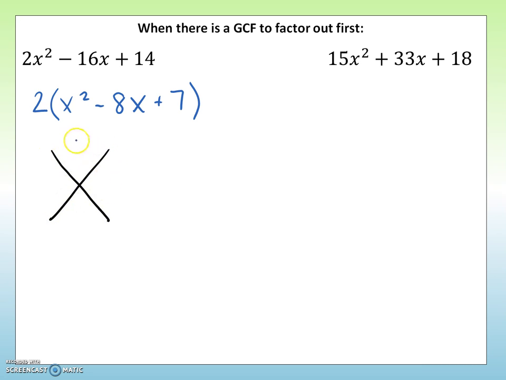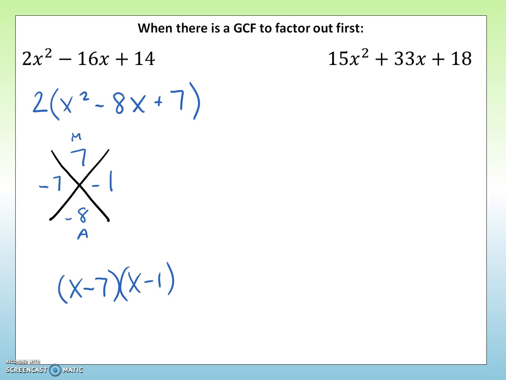So we're going to factor that more using the same methods as we previously did. We need two numbers to multiply to 7, but then add up to negative 8. Right? Guess and test, use your number sense. Negative 7 times negative 1 is 7. Negative 7 minus 1 is negative 8. So those are our two numbers. So we're going to write this as x minus 7 times x minus 1.